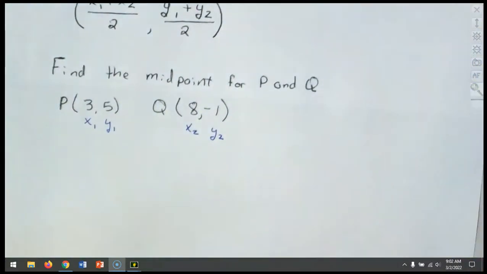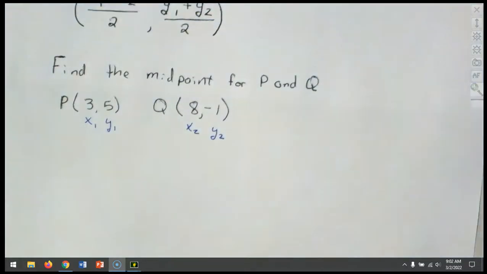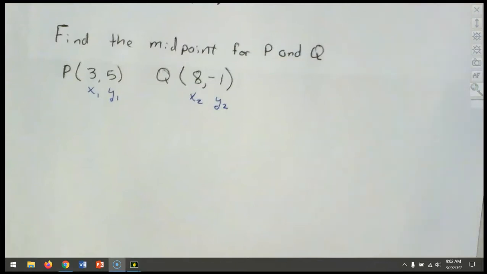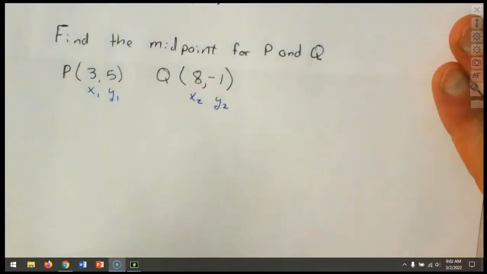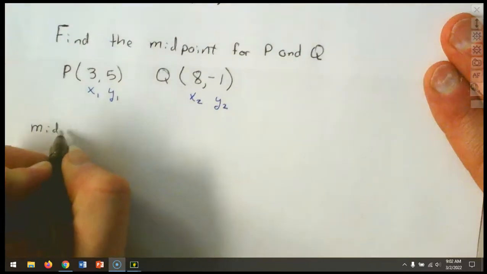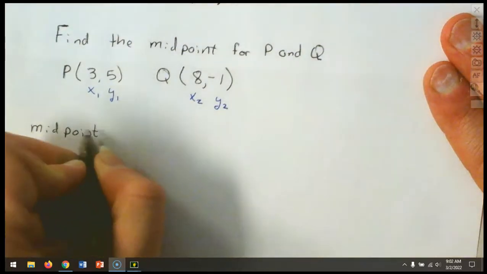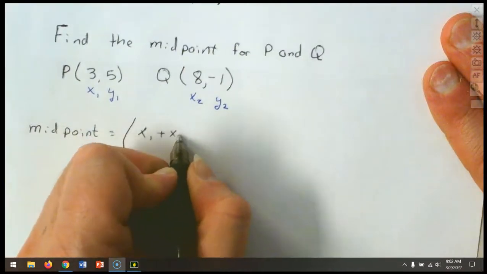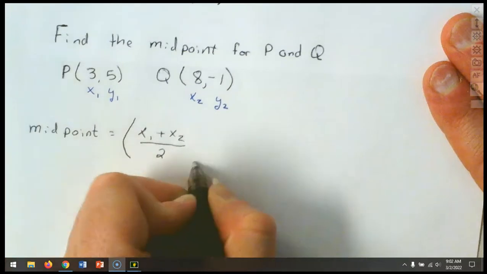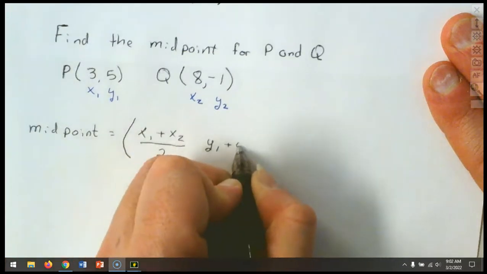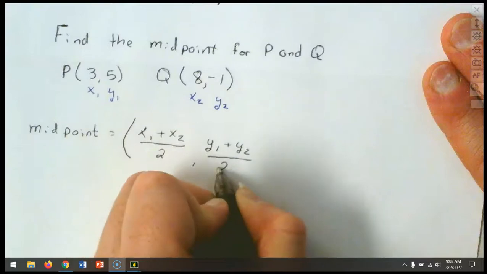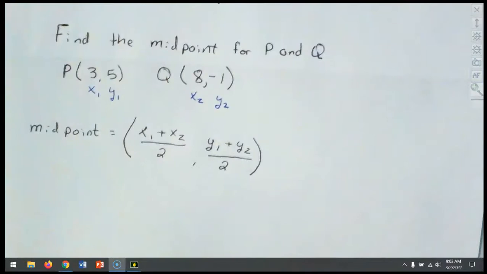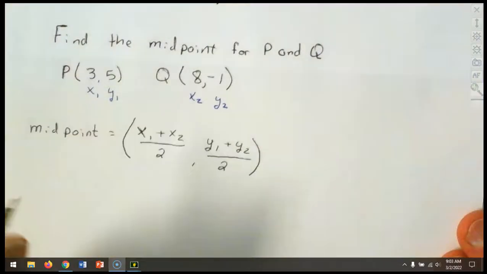Now, what I always like to do when I work with any type of formula is I always like to rewrite it right before I use it. So our midpoint formula again is x1 plus x2 over 2 and y1 plus y2 over 2. And now, since I have it, I can go ahead and fill it in. See, I like to write that formula, so I have it right here so I can look at it.